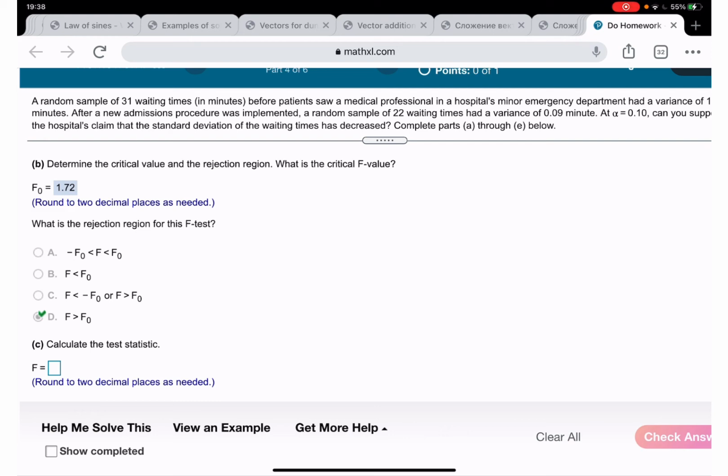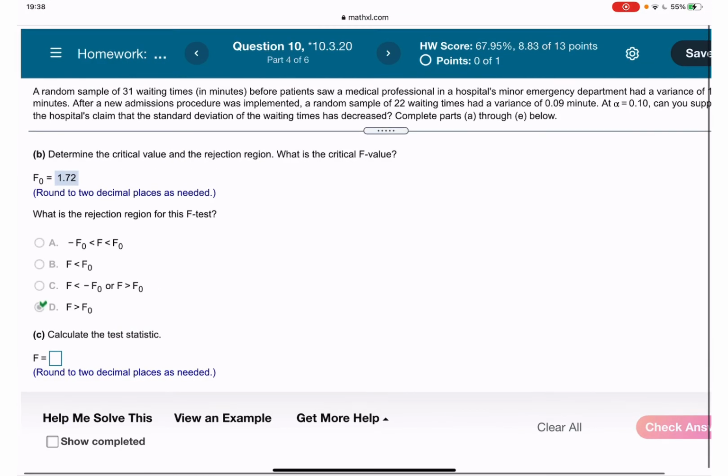All right, now the test statistic. Let's figure out our greater variance. How much is it, 1.98 and 0.09. Okay, 1.98 divided by 0.09. We take the biggest one, right? The greater one, divided by the smaller one.